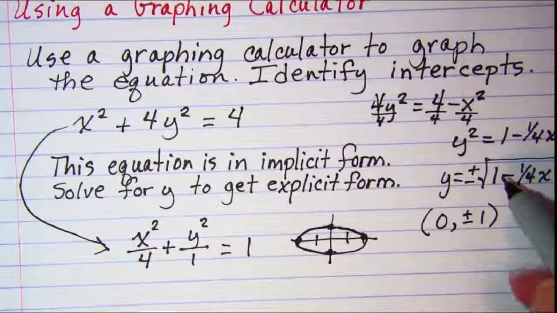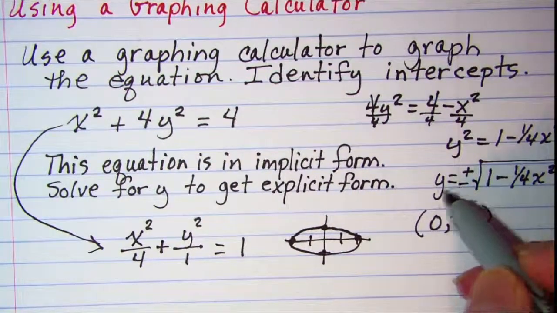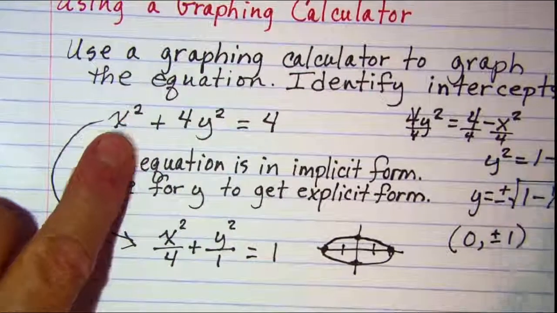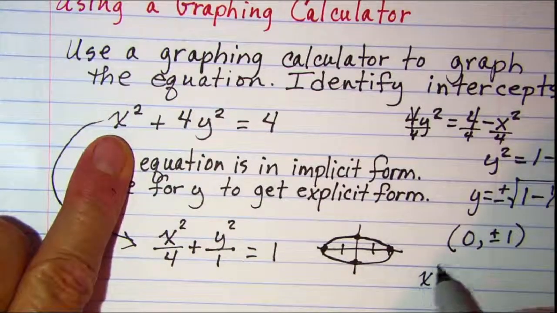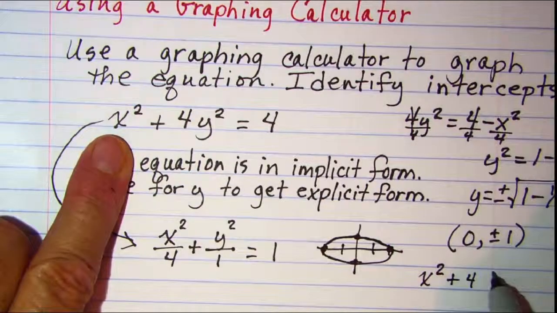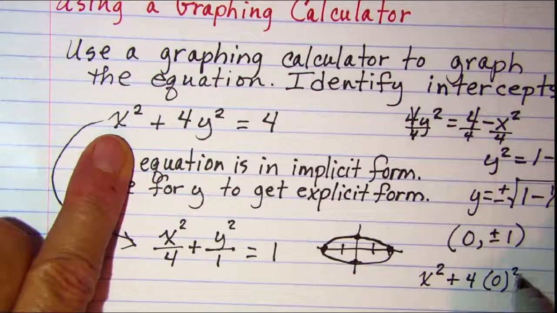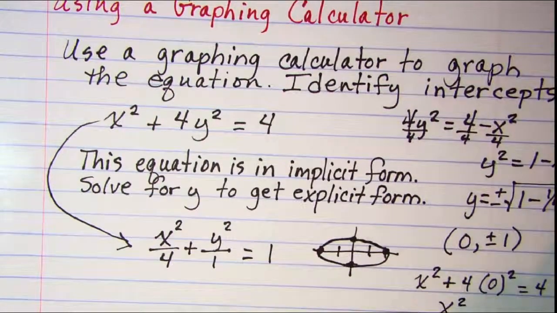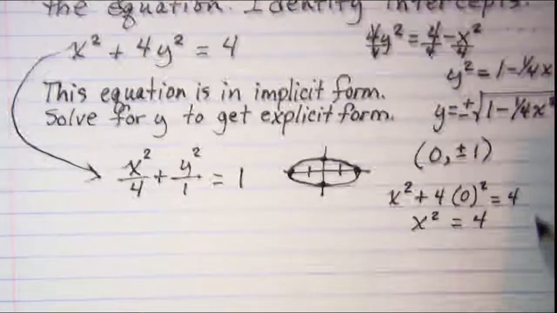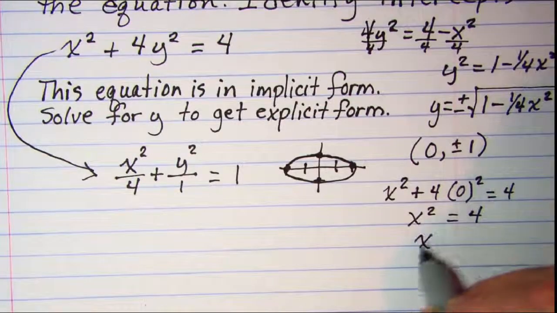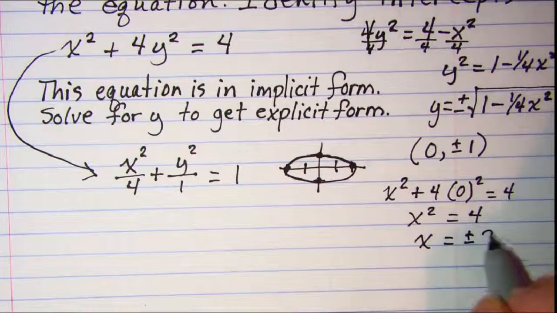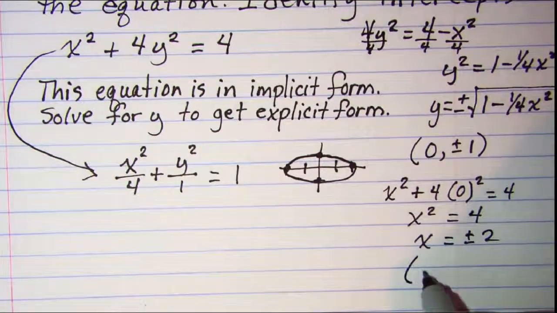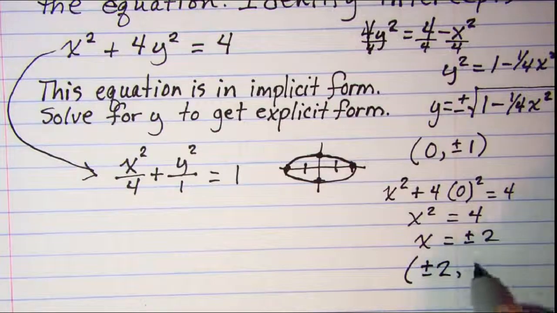So for my y to be 0, I would need to solve this. x squared plus 4 times 0 squared equals 4. So x squared is equal to 4, which means x is equal to plus or minus 2. So when y is 0, we have plus or minus 2, 0.